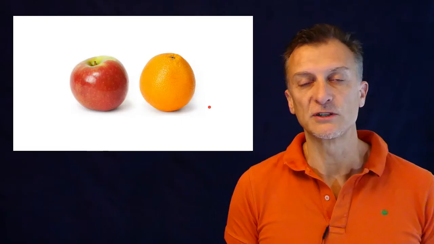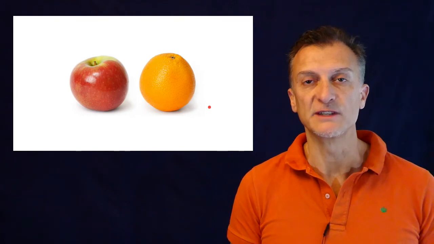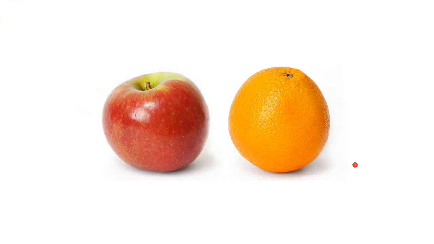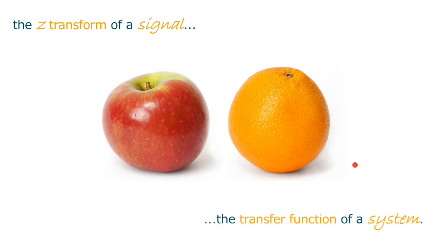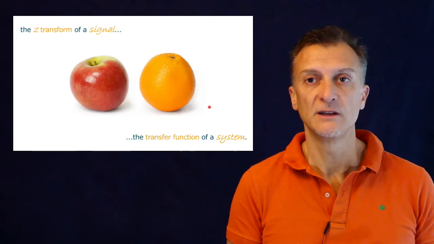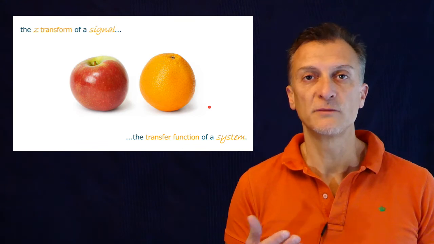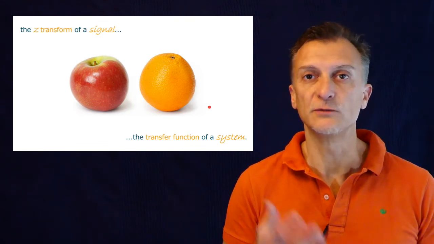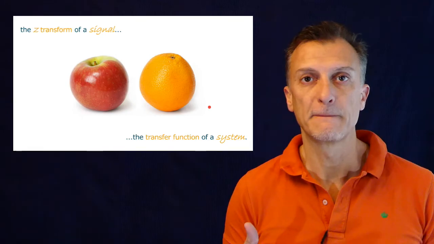At this point, it's important to differentiate between apples and oranges. What do I mean? I mean that you refer to the Z transformation of a signal and you refer to the transfer function of a system. So signal is a Z transform, system is a transfer function. Why am I telling you this? Because if I tell you that I have H(z), is it a Z transform or a transfer function? It really depends on the context.